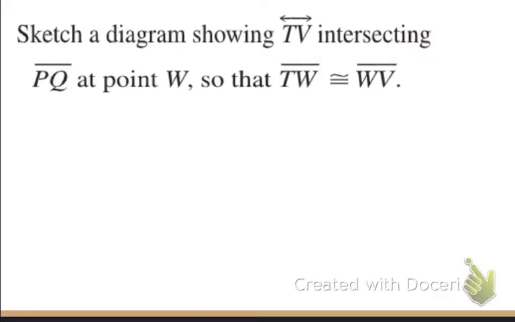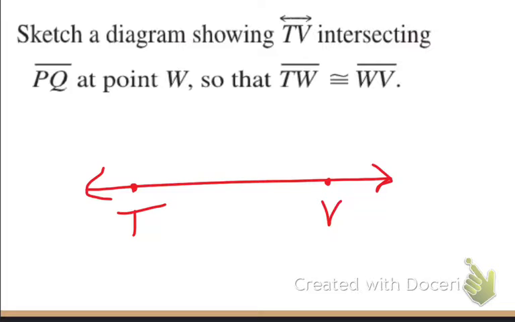Sketch a diagram showing line TV intersecting segment PQ at point W so that segment TW is congruent to segment WV. Can you draw that on your own? Do you know what it's asking? Can you break it down? I'm going to give you a second, and then we'll see if we get the same thing. What can you tell me about placement for this intersection going on? W has to be right in the middle.